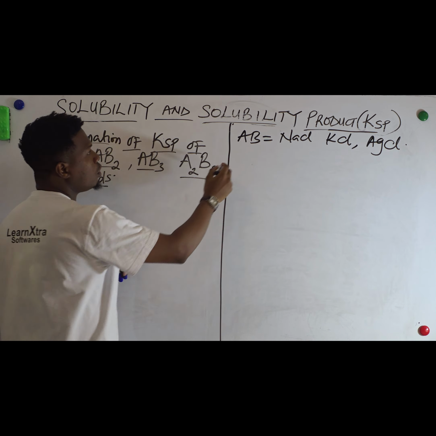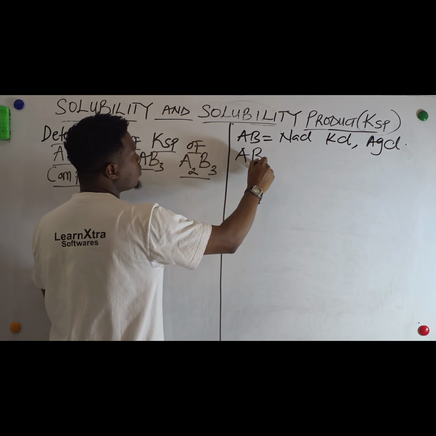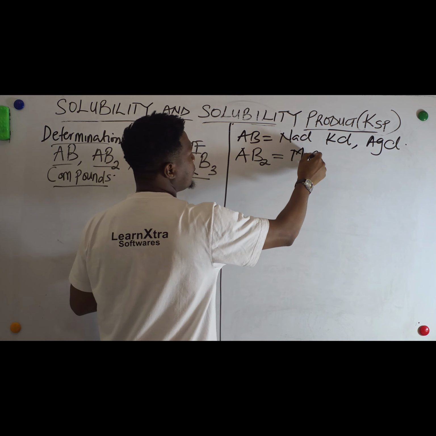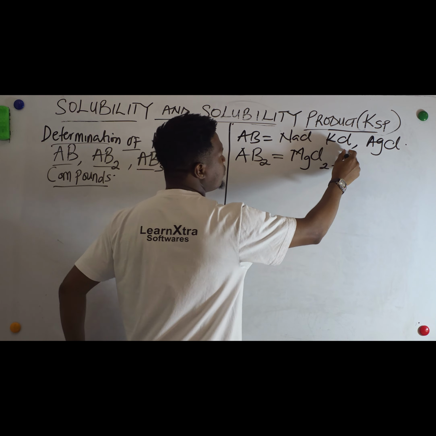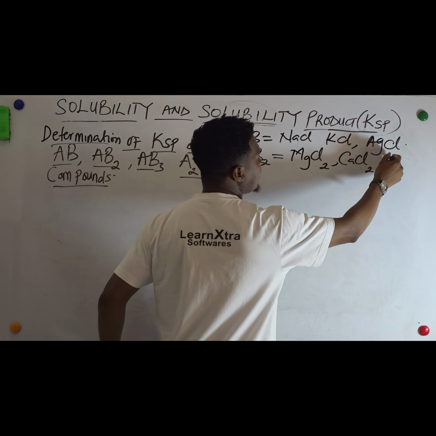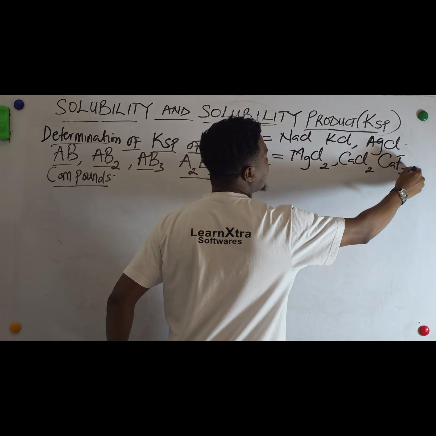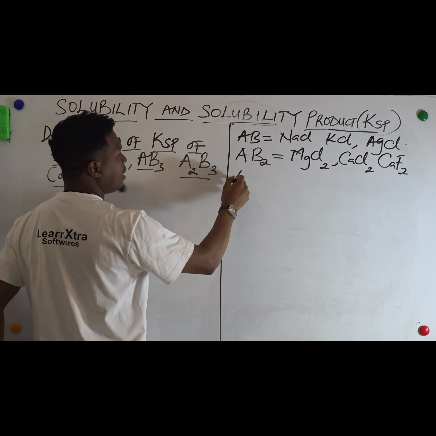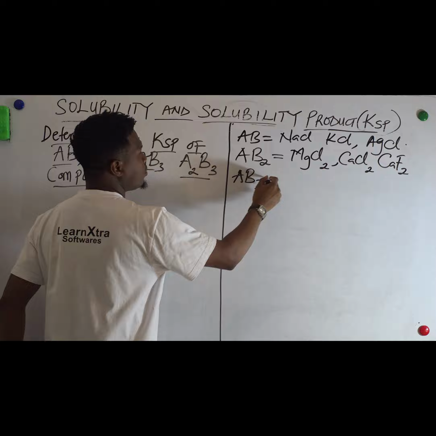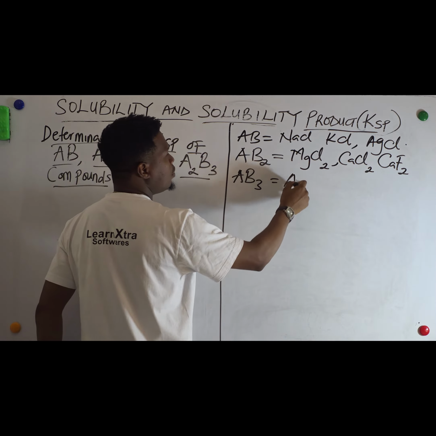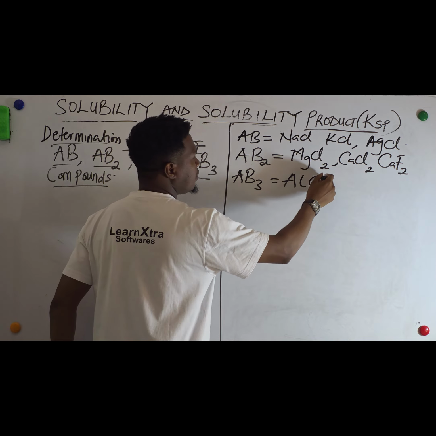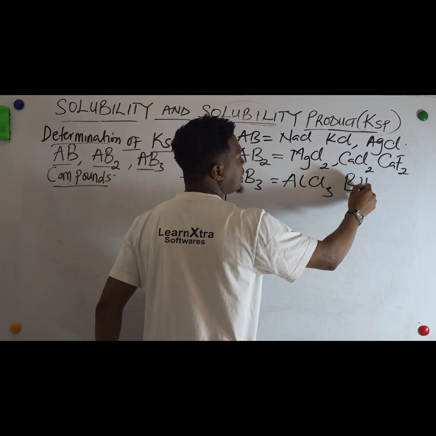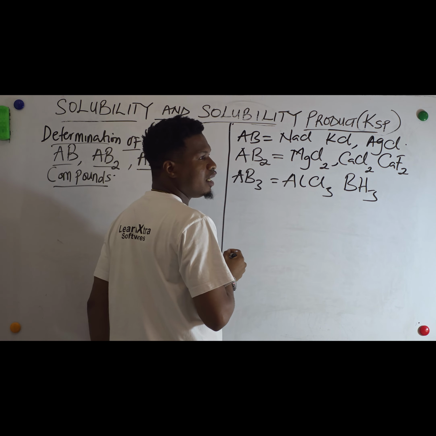For AB2 molecules, we are talking about molecules like magnesium chloride and calcium fluoride. There are so many of them. When we talk about AB3 molecules, we are referring to, let's say, aluminium chloride, and we also have borohydride. These are all AB3 molecules.